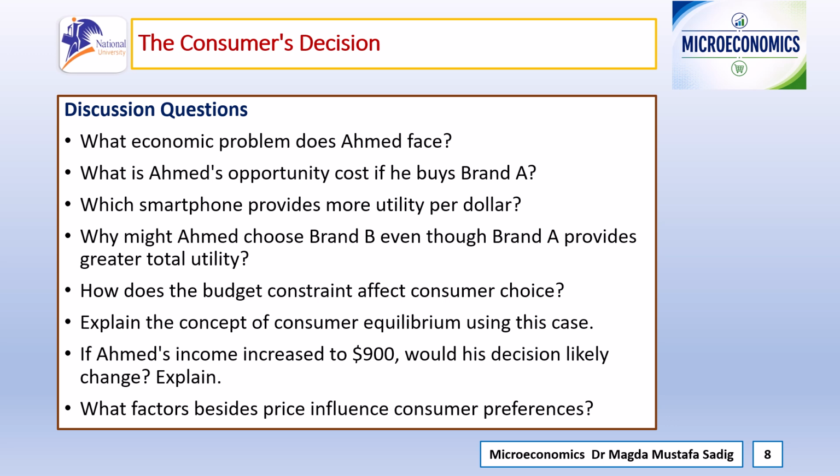Let me summarize today's lecture. Today we have learned that scarcity forces consumers to make choices. Every choice has an opportunity cost. Income creates a budget constraint. Consumers attempt to maximize utility. Rational consumers compare utility with price. Consumer equilibrium occurs when total satisfaction is maximized within the available budget.